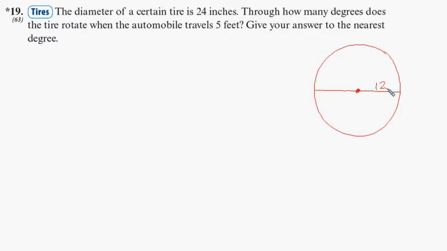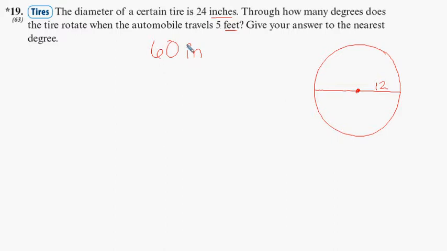Okay, well, the first thing you need to do, you see this is in inches and this is in feet. I'm going to suggest that we change this to inches, although truthfully you can find it either way. But I worked mine using inches. So 5 times 12 is 60. So we know that the automobile is traveling 60 inches.